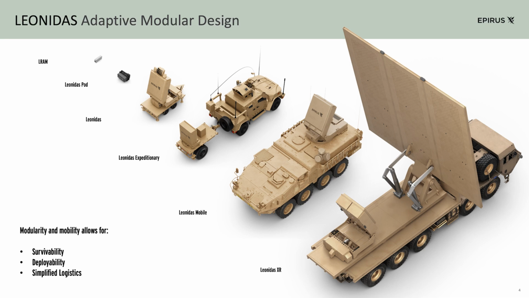And then this very large system is called Leonidas XR, which is our extended range system. So if you have one or multiple Leonidases, you can pair it with a large reflector array, and that is what this system is. This will also have reconfigurable polarization as well. So there's our main product lineup for Leonidas systems.